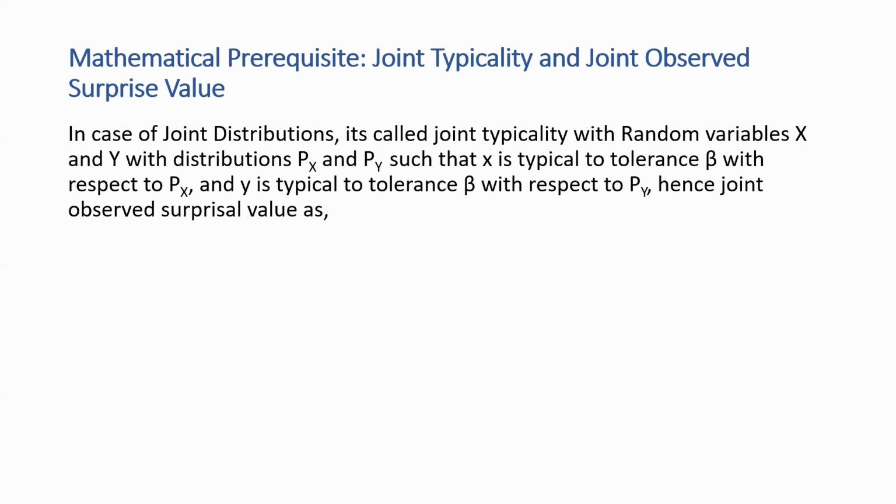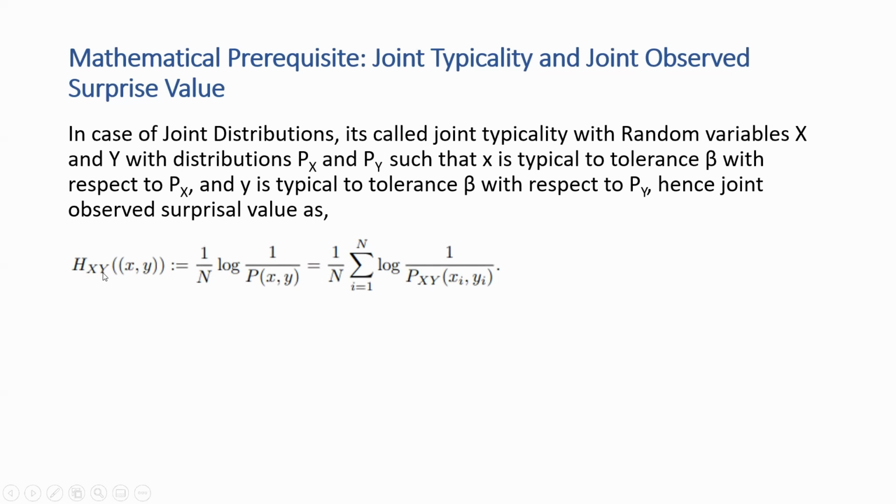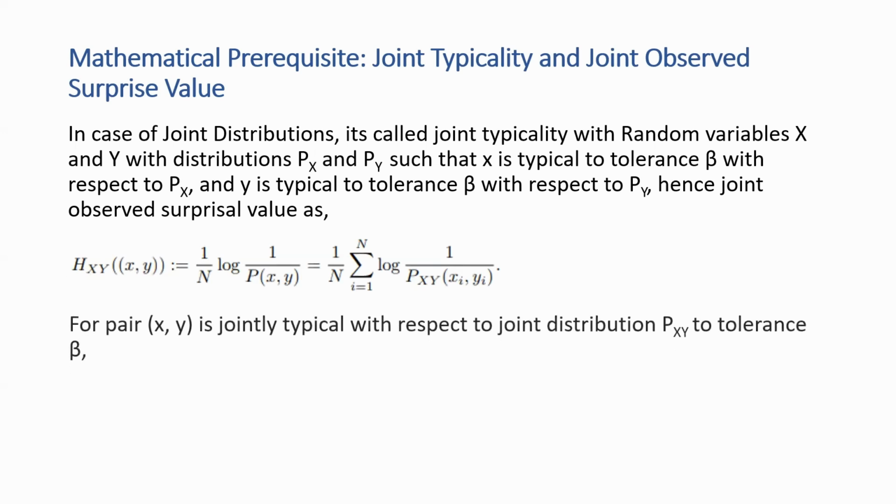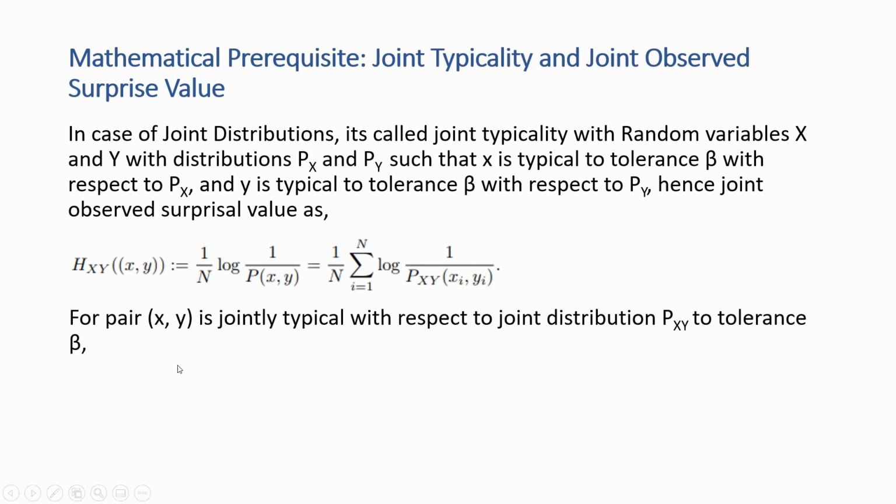Hence, the joint observed surprisal value is here. Also, we gave the joint observed surprisal value before the typicality because the typicality has the term joint observed surprisal value. Similarly, for a pair of x and y jointly typical with respect to joint distribution pxy to tolerance beta is this formula. Here H is entropy and beta is tolerance. And as we know, its value should be greater than or equal to 0.